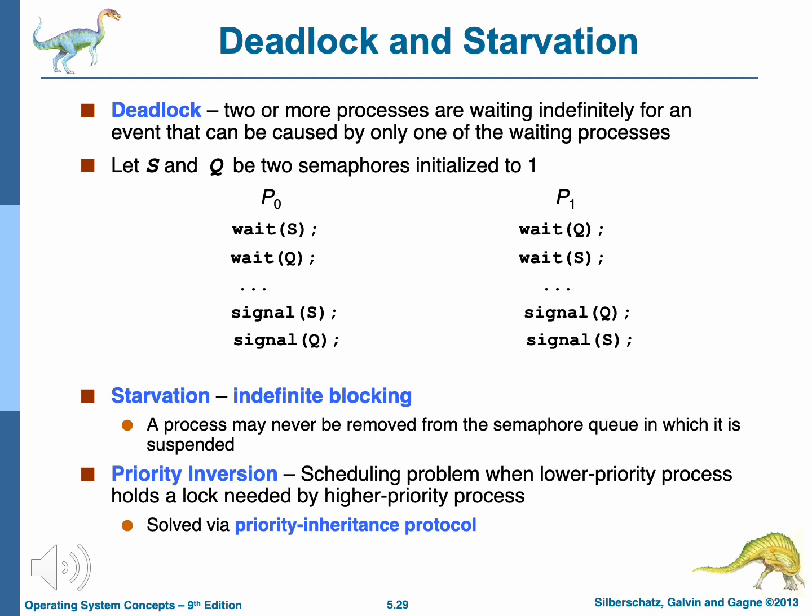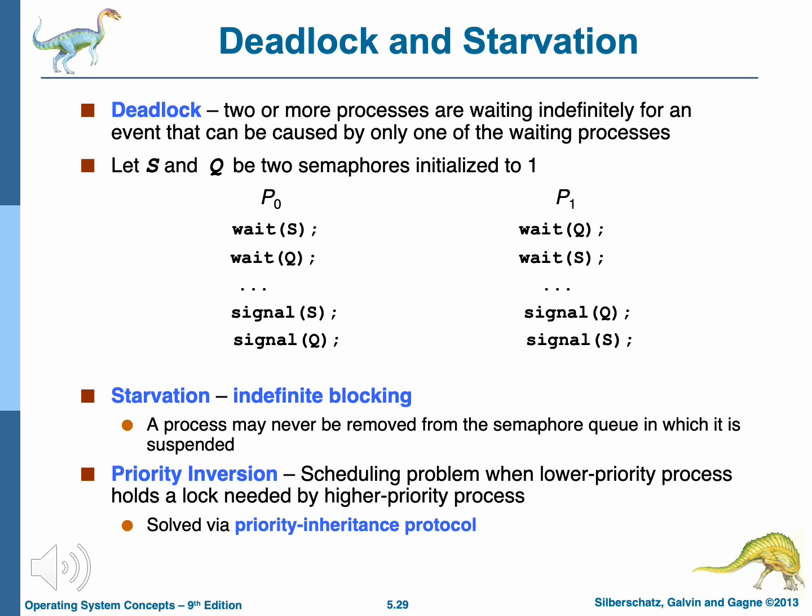Deadlocks and starvation. The implementation of a semaphore with a waiting queue may result in a situation where two or more processes are waiting indefinitely for an event that can be caused only by one of the waiting processes. The event in question is the execution of a signal operation. When such a state is reached, these processes are said to be deadlocked. To illustrate this, consider a system consisting of two processes P0 and P1, each accessing two semaphores S and Q set to the value 1.